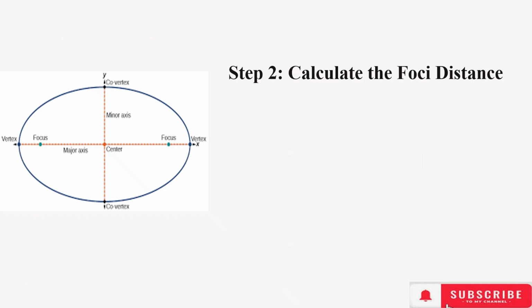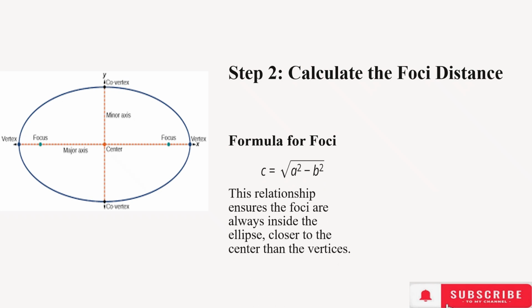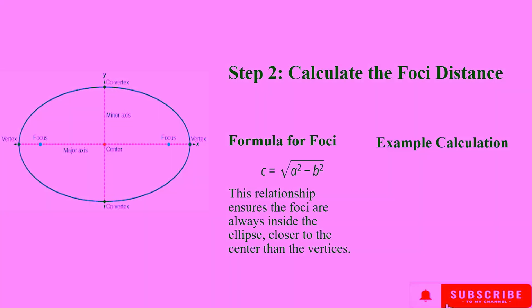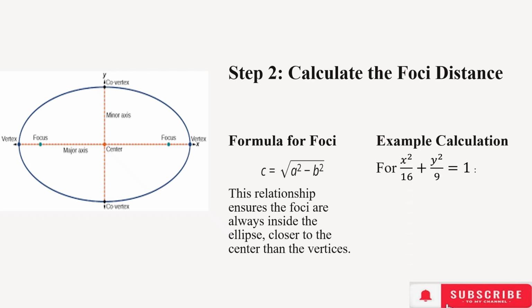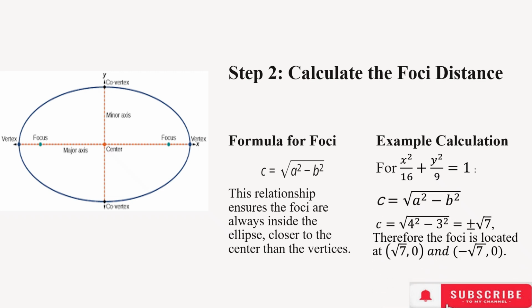Step 2. We calculate the foci distance. The formula is c is equal to the square root of a squared minus b squared. This guarantees that the foci are always inside the ellipse. For the equation x squared divided by 16 plus y squared divided by 9 is equal to 1, the foci are at the points (7, 0) and (negative 7, 0).